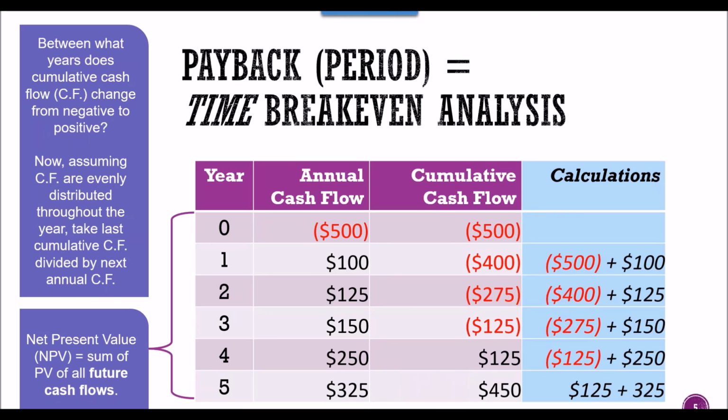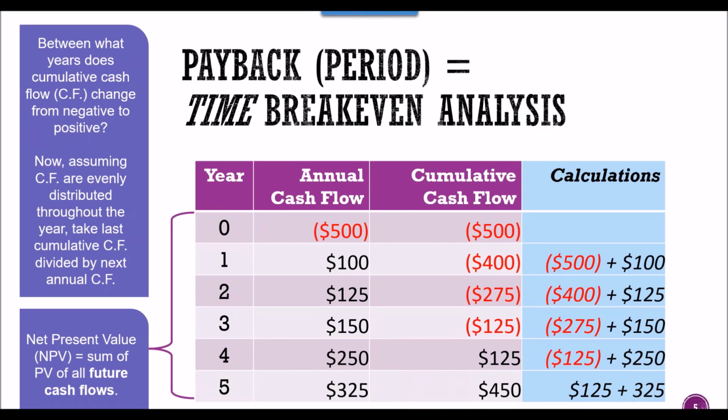When you're trying to calculate the payback, again, you're looking at the 2 years between which the cumulative cash flow goes from negative to positive. So you can see here the switch from a negative cumulative cash flow of negative 125 in year 3, and then it changes to a positive 125 in year 4. So you know payback is going to occur sometime between year 3 and year 4.